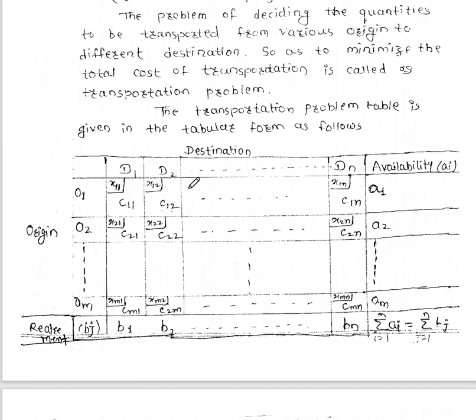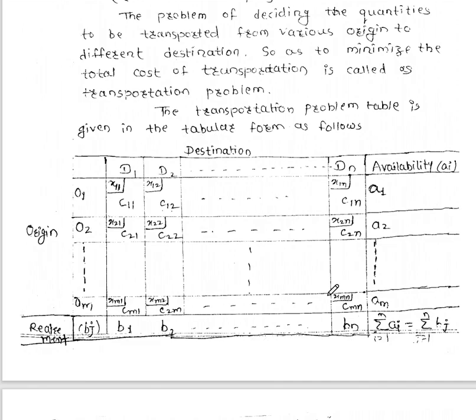So these are the commodities from ith origin to jth destination. C11, C12, C1n, and so on, Cm1 to Cmn. These are the associated costs of each commodity which is transported from ith origin to jth destination. Here summation of ai equals summation of bj, requirement equals availability. So this is the tabular form of the transportation problem.